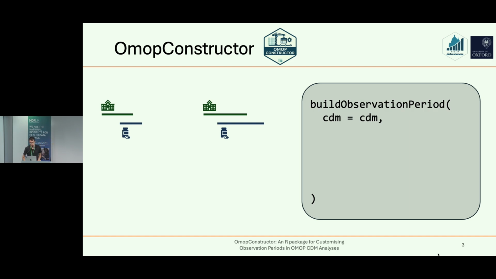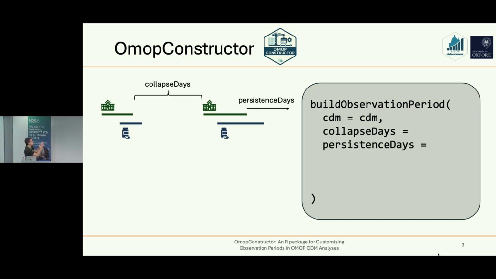It's a connection to all the tables in the database. And then the parameterization: you can decide, for example, on collapse days, to collapse records that are separated by a certain number of days into a single era. You can add a persistent window at the end, saying it doesn't end at the last visit; after the last visit, we add a persistent window of 1 year or whatever number of days.